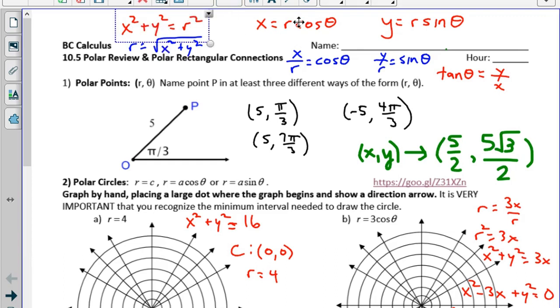X squared plus y squared equals r squared, which means r equals square root of x squared plus y squared. X equals r cosine theta, y equals r sine theta, and then of course x over r equals cosine theta, y over r equals sine theta, and y over x equals tangent theta. Those are things that you're going to want to know. So x squared plus y squared equals 16. That means that the center's at 0, 0, and the radius is 4.